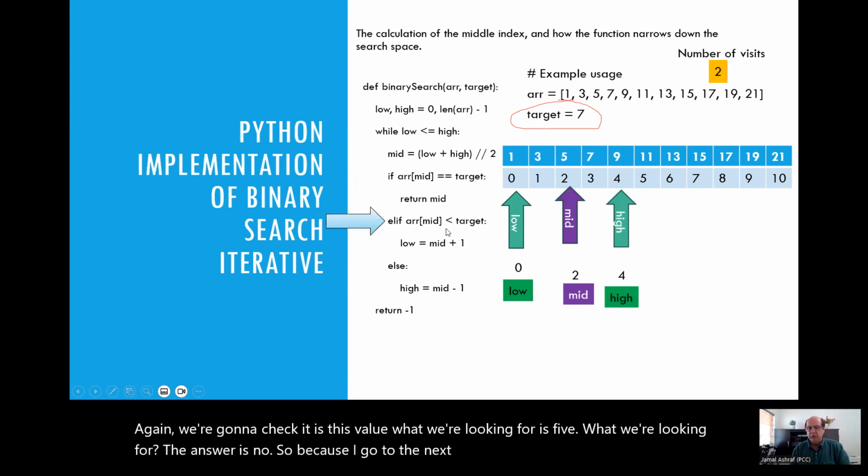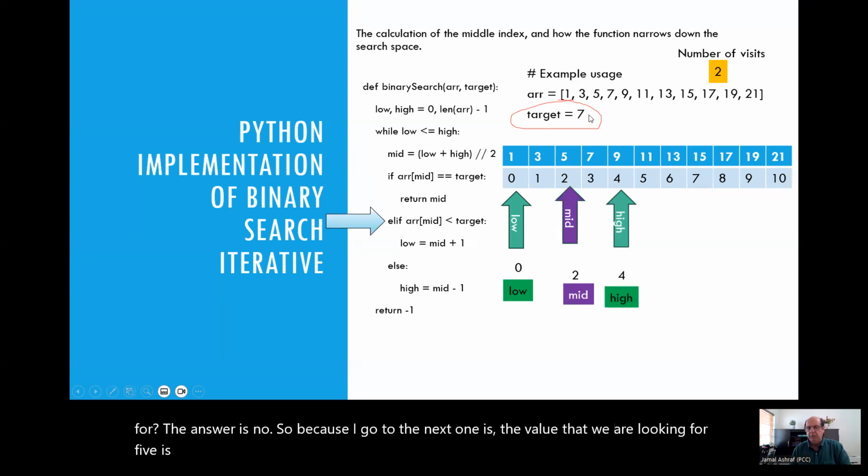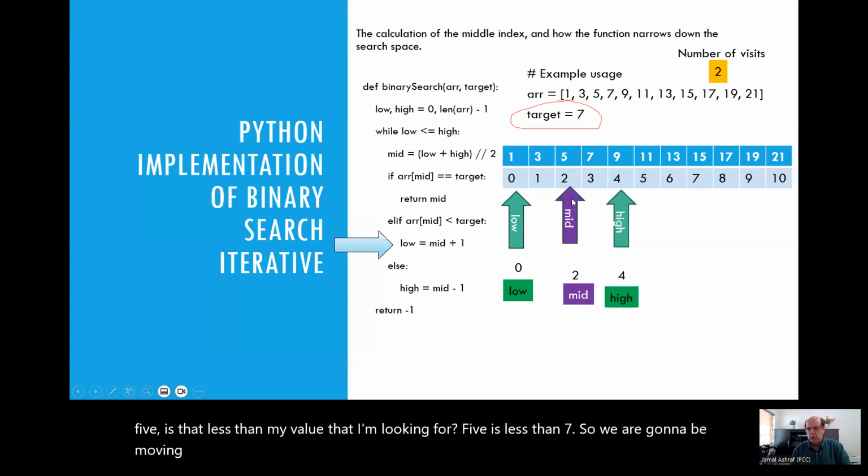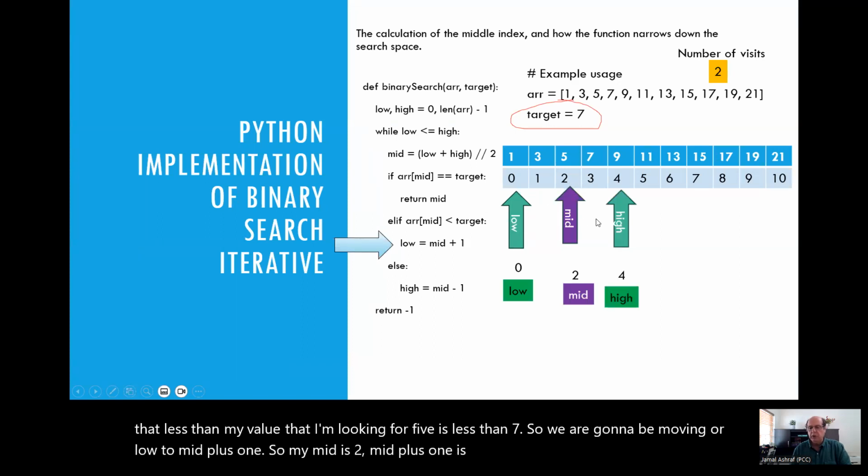Is the value that we are looking for, 7, greater than the value here? 5 is less than 7. So we are going to be moving our low to mid + 1. So my mid is 2, mid + 1 is 3. So we're going to move our low to index 3.